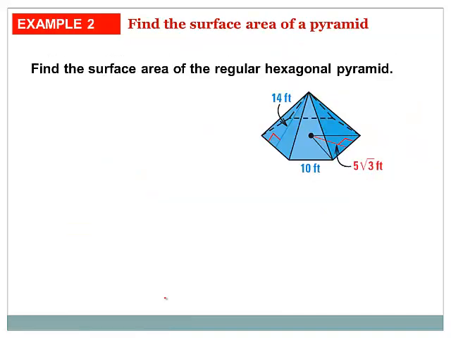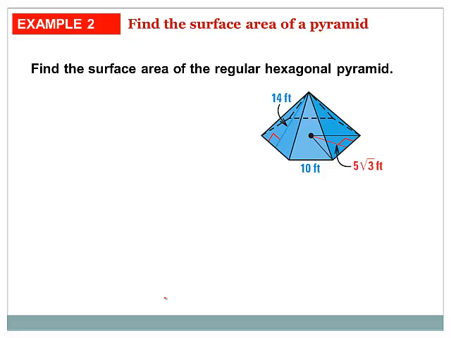Example 2 says to find the surface area of a pyramid. So we're going to find the surface area of the regular hexagonal pyramid. And the first thing we need to do, this is similar to when we were finding the surface area of the prisms. So we're going to start with finding the area of the base.